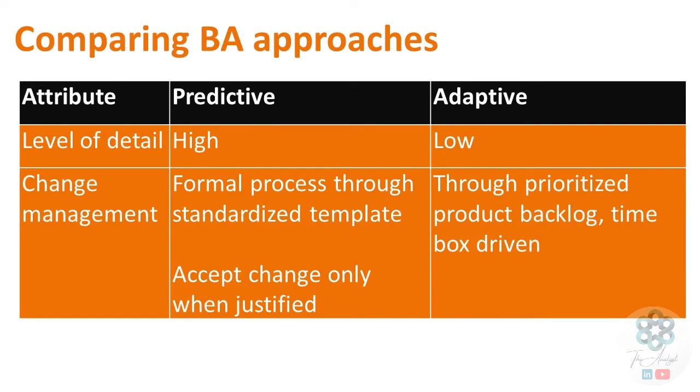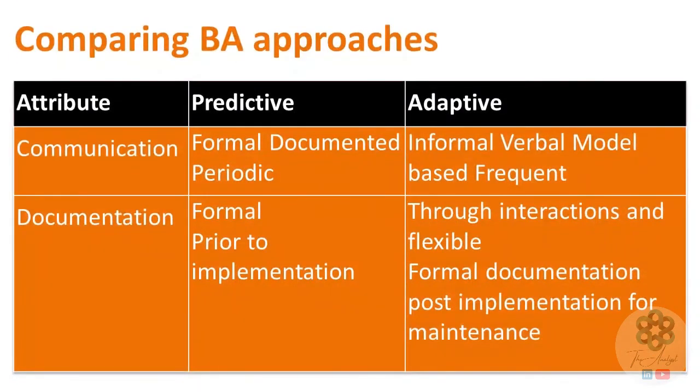For predictive approach, communication is usually formal, documented, and periodic. However, adaptive approach relies on informal and verbal communication. Communication is also expected to be more frequent than periodic, like in predictive approach. Predictive approach usually has formal documentation, and documentation is prior to implementation. For adaptive approach, documentation is through interactions, and is flexible to the needs of the project. Formal documentation is post-implementation, and is mainly aimed for maintenance.